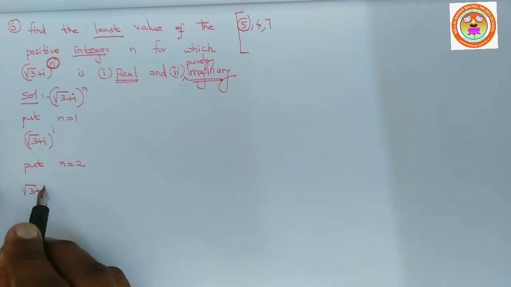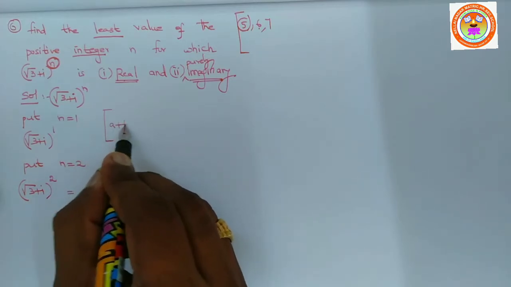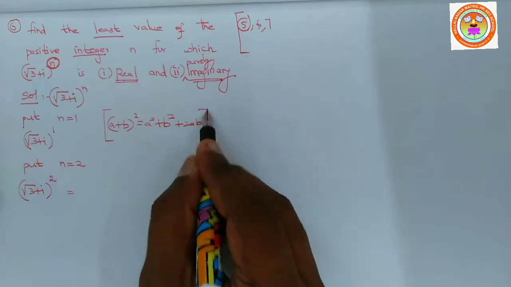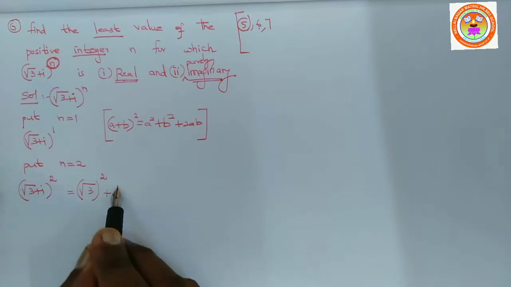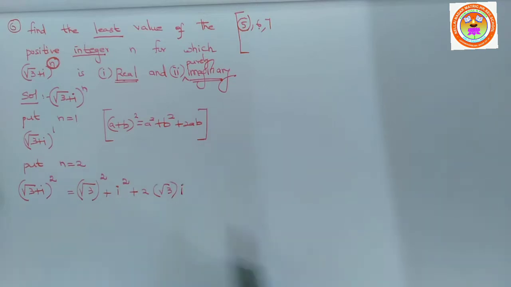So (root 3 plus i) the whole square. I can apply the formula (a plus b) the whole square, which is a square plus b square plus 2ab. So I can write root 3 whole square, that is a square, next b square, plus 2 into a into b. The square gets cancelled, nothing but 3. i square is minus 1, plus 2 root 3 i. 3 minus 1 is 2, plus 2 root 3 i. So leave it as it is. This is (root 3 plus i) the whole square.